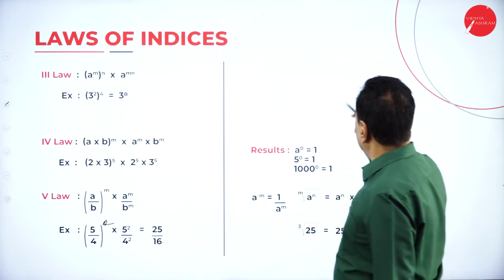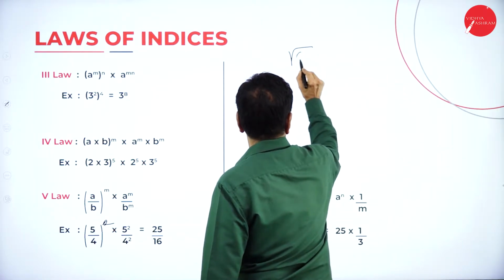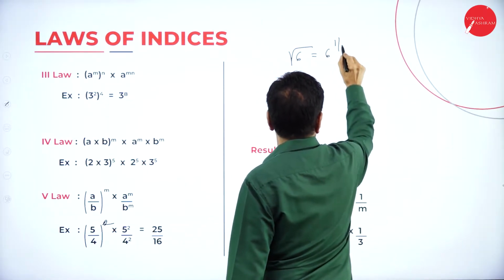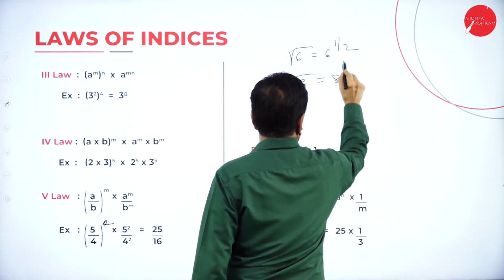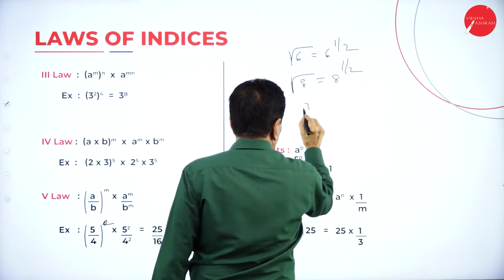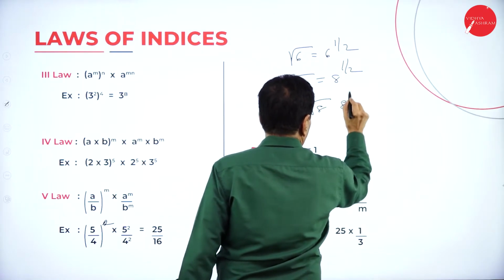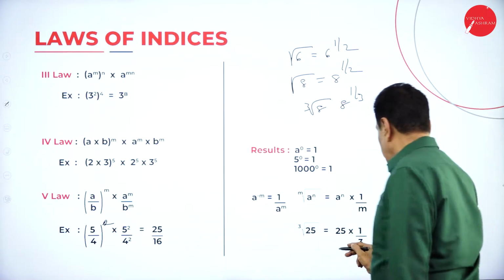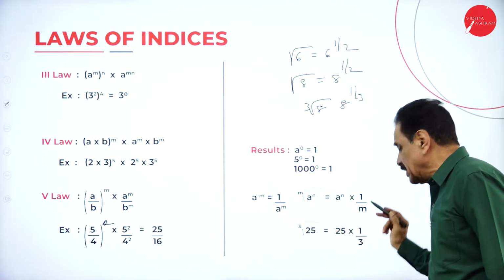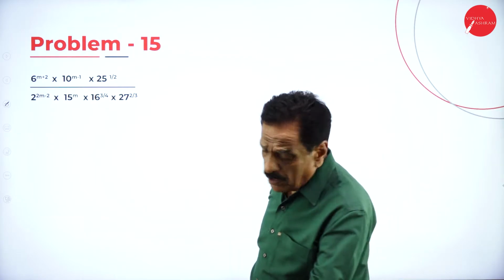Root: by chance, if you write root 6, it is 6 to the power of half. If you write root 8, it is 8 to the power of half. If you write cube root 8, it is 8 to the power of 1 by 3. It will go like this. See that I have written 25 to the power of 1 by 3. We'll move on to the problem now.